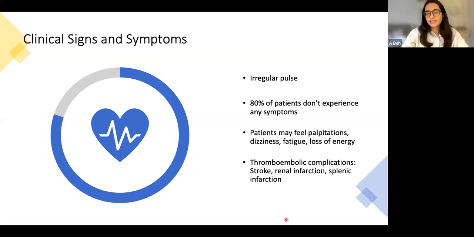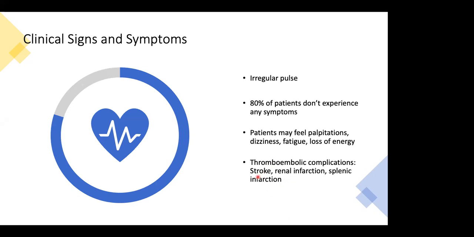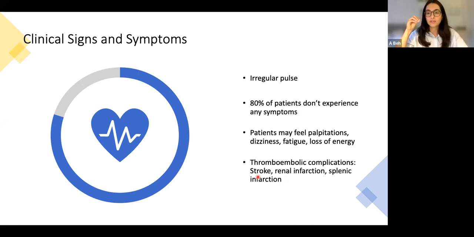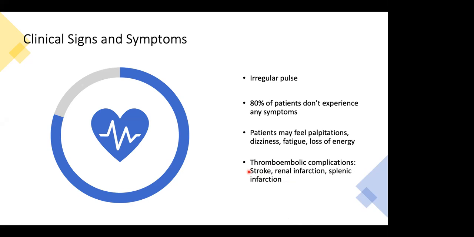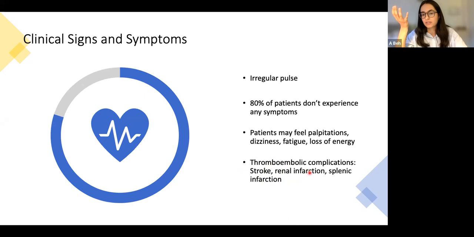And then, interestingly, some patients only get diagnosed with atrial fibrillation after they've had a stroke, one of the major complications. So we really have to make sure to catch atrial fibrillation before the patient has a stroke. Some may also experience renal infarction or splenic infarction. So these are the complications that the patient may feel without knowing that he's suffering from atrial fibrillation.